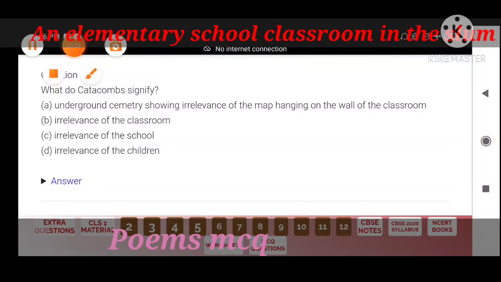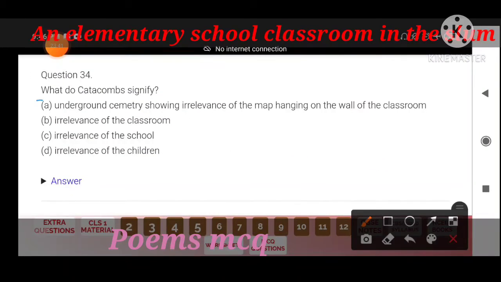What do catacombs signify? Underground cemeteries showing irrelevance of the map hanging on the wall of the classroom, irrelevance of the classroom, irrelevance of the school, and irrelevance of the children. So the correct answer is underground cemeteries showing the irrelevance of the map hanging on the wall of the classroom.